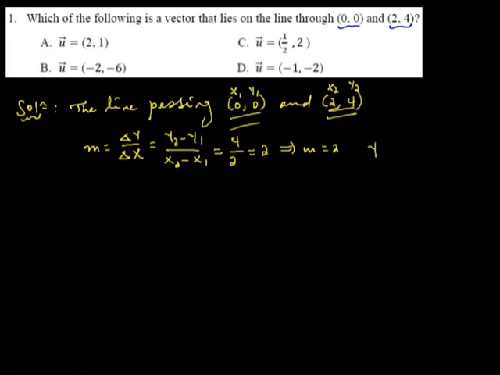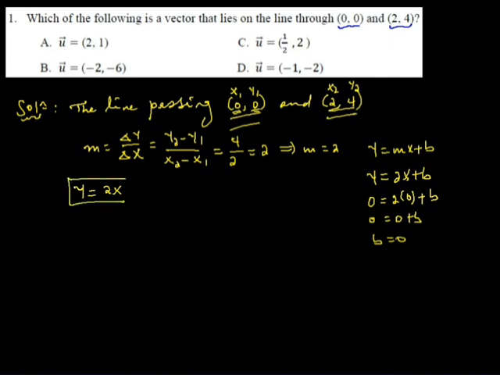So the equation of the line becomes y equals mx plus b. Now m is known, so the line becomes y equals 2x plus b. To determine the value of b, you can take one of the points. Let's substitute (0, 0) in this equation. Use 0 in place of y and 0 in place of x. Then 0 equals 2 times 0, which is 0, plus b. So b will be 0. Therefore, the equation of the line passing through (0, 0) and (2, 4) is y equals 2x. This is the equation of the line.